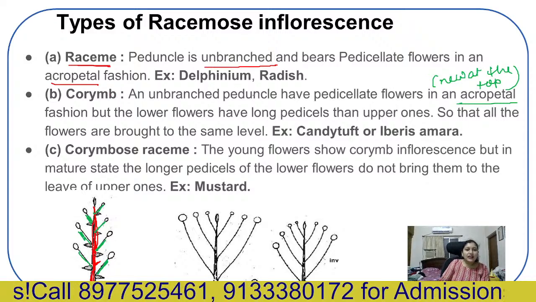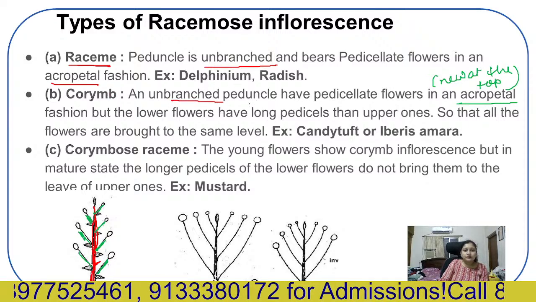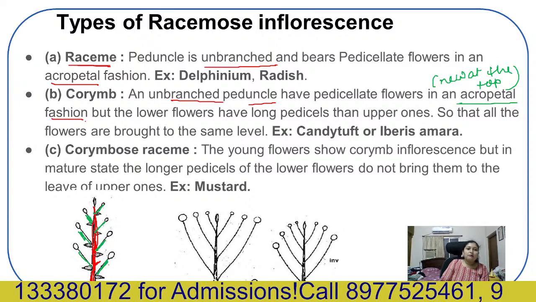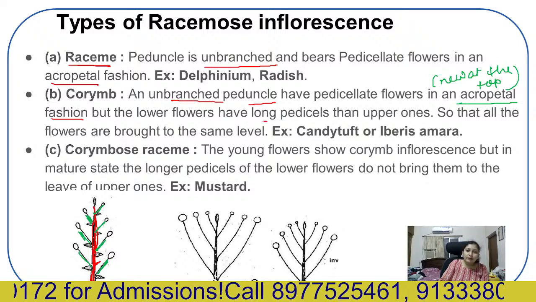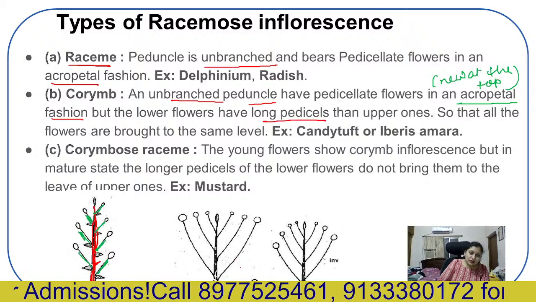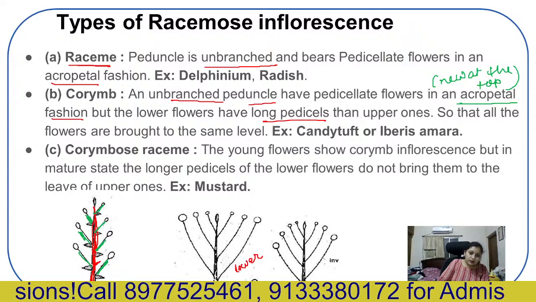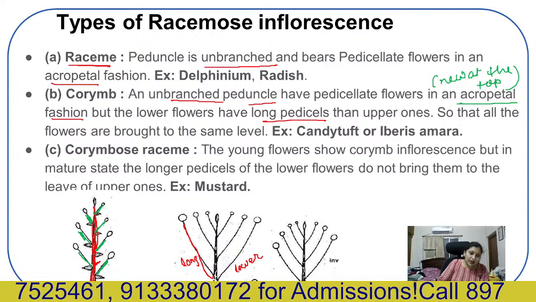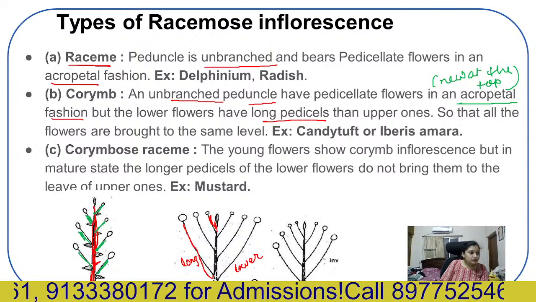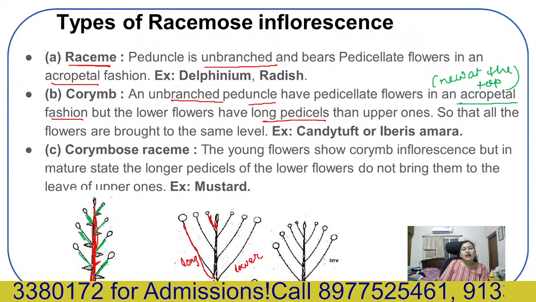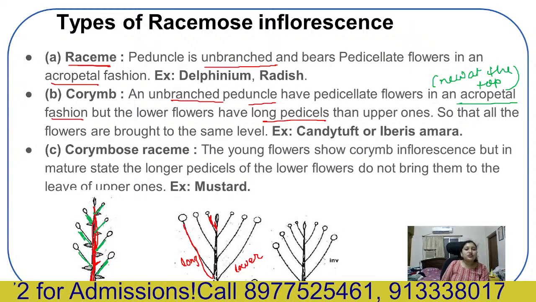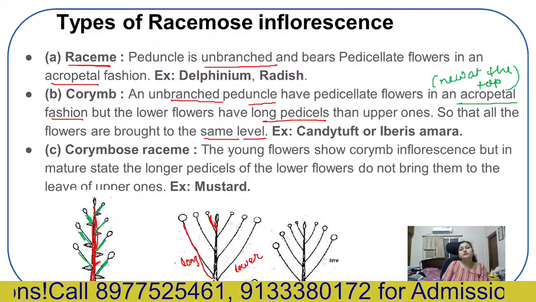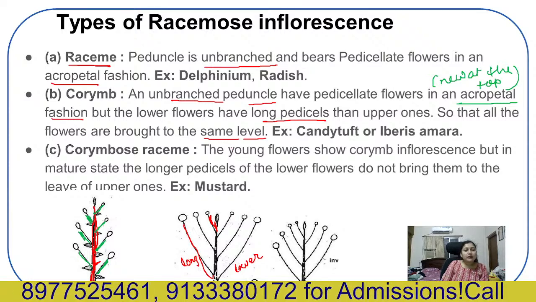Then corymb: unbranched peduncle here also, and pedicellated flowers in acropetal fashion, same. But the lower flowers have long pedicels. Can you see this lower flower and the long pedicel of it? This is a long pedicel as compared to this one. They all are trying to reach the same level. This is called corymb.